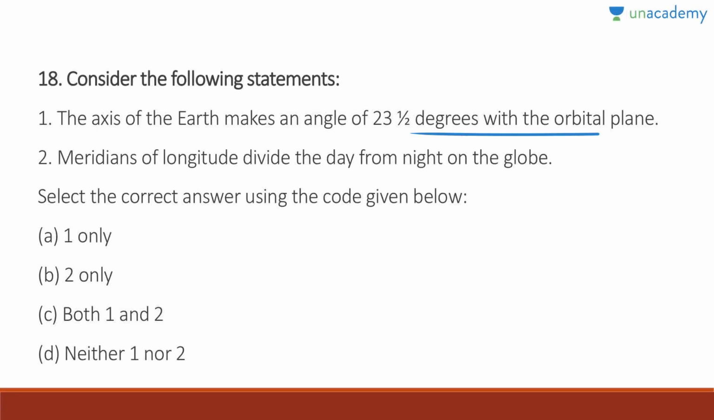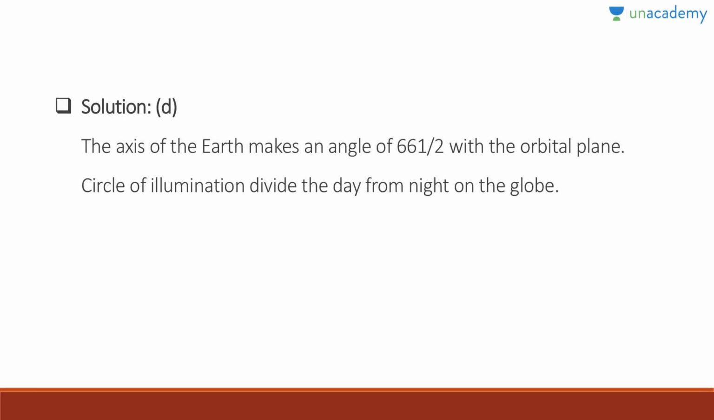Question number 18. The axis of the earth makes an angle of 23.5 degrees with the orbital plane. This is wrong. Meridians of longitude divide the day from night on the globe. This is also wrong. So axis of the earth makes an angle of 66.5 degrees with the orbital plane, and it is the circle of illumination which divides the daylight from the night on the globe. So answer here is D, neither 1 nor 2. The axis of the earth makes an angle of 66.5 degrees with the orbital plane, and circle of illumination divides the day and night on the globe.